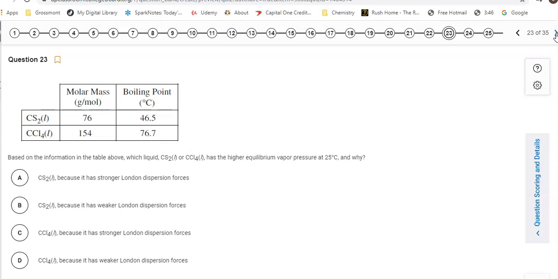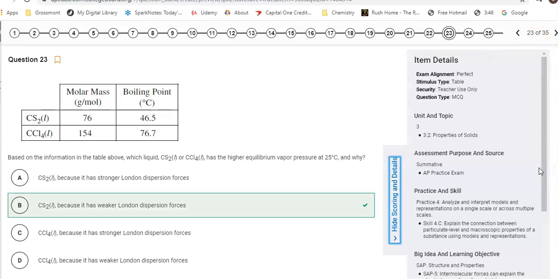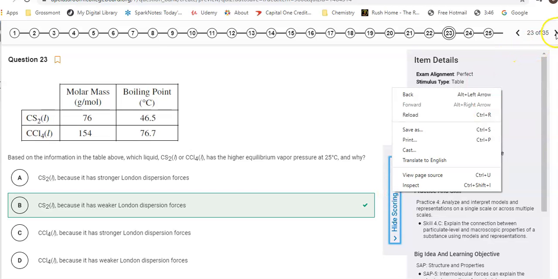So they're asking for the one with a higher vapor pressure, and that is going to be CS2, because it has a lower boiling point. It means more of its molecules will be floating up above the CS2 liquid, and therefore it will have weaker intermolecular forces. So CS2 liquid because it has stronger London dispersion. No. B, CS2 because it has weaker London dispersion forces. That's the answer. Okay. All right, next.